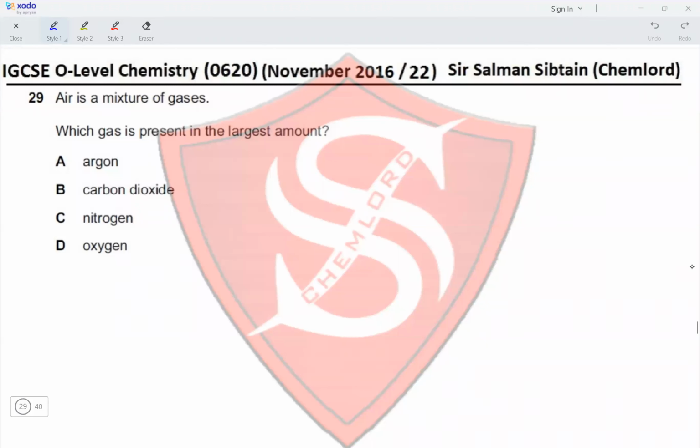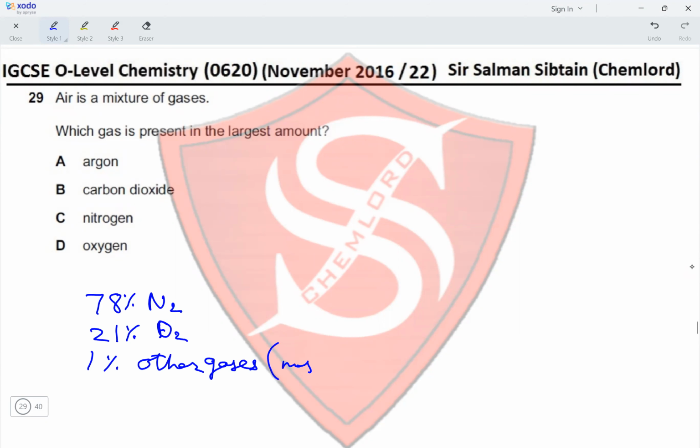Question 29. Air is a mixture of gases. Which gas is present in the largest amount? Air contains 78% by volume of nitrogen, 21% by volume of oxygen, and 1% is other gases, out of which the most abundant is argon. So this is the composition of regular air, not polluted air.